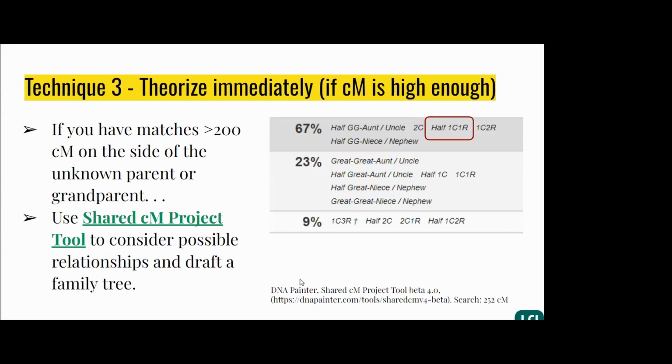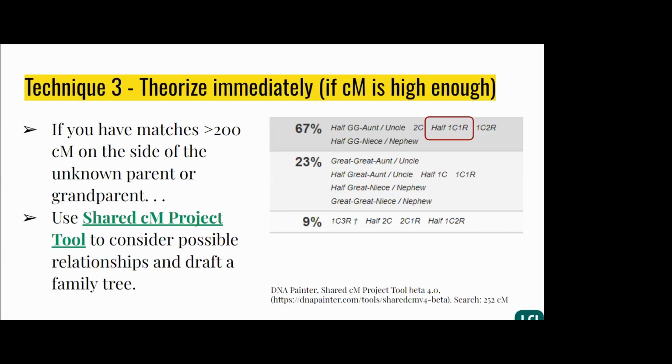This is where you get to theorize immediately. If you have a match that shares a significant amount of DNA with you, and if they have a good family tree, or if you can build a good family tree for them, this is where you can theorize immediately. So if you have matches that are greater than, say, let's go back to that 200 centimorgan threshold, and if you've determined that they're on the tree right away, you can figure out exactly how they're related to you.